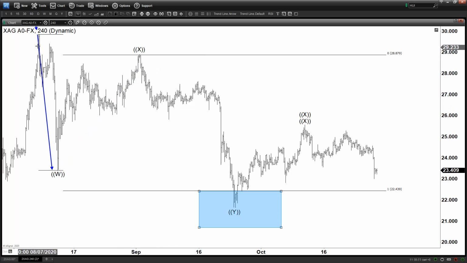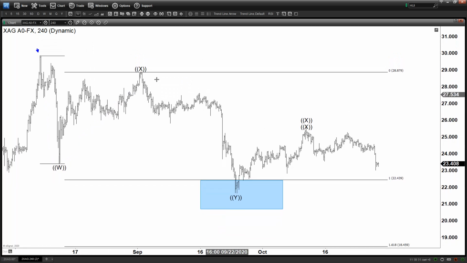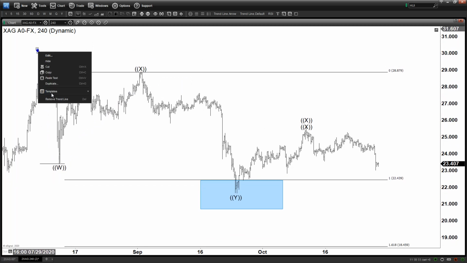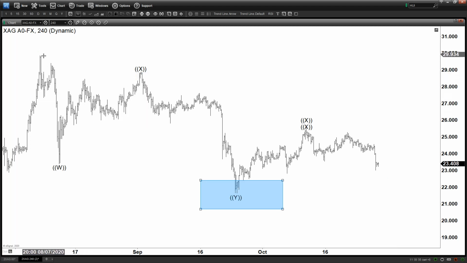Now, in a WXYXZ, one way to measure the target on the downside is W equal to Z. That's one way to do it.